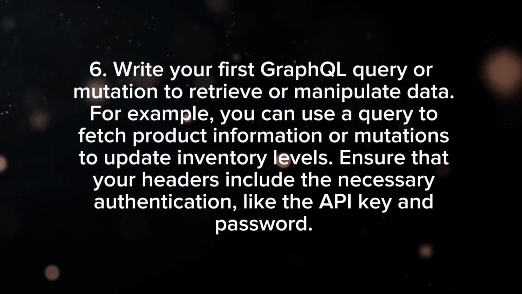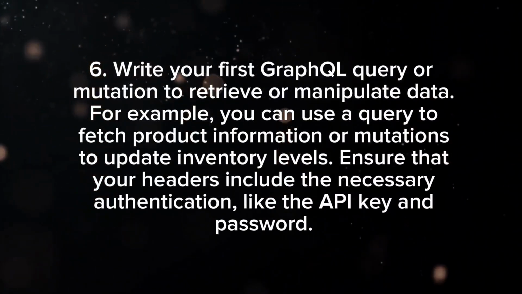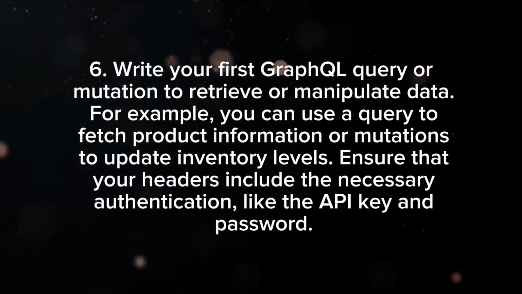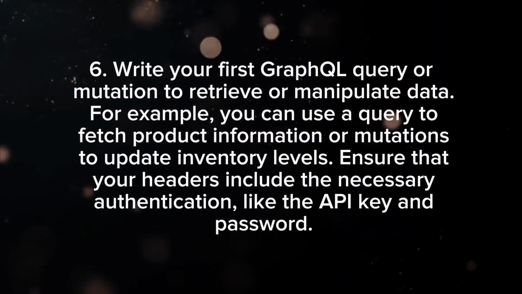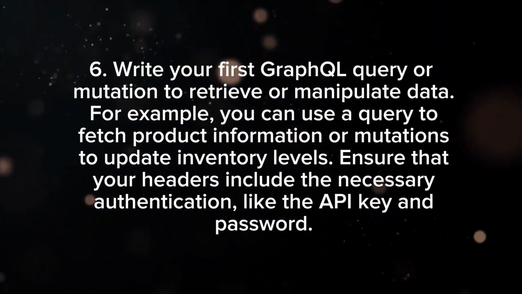6. Write your first GraphQL query or mutation to retrieve or manipulate data. For example, you can use a query to fetch product information or mutations to update inventory levels. Ensure that your headers include the necessary authentication, like the API key and password.